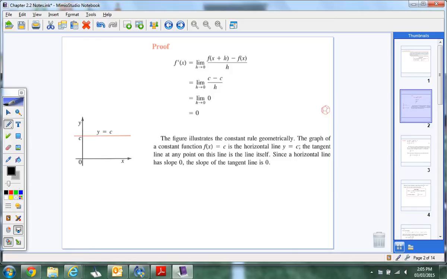The figure illustrates the constant rule geometrically. The graph of a constant function f of x equals c is the horizontal line y equals c. The tangent line at any point on this line is the line itself. Since a horizontal line has a slope of 0, the slope of the tangent line is also 0.